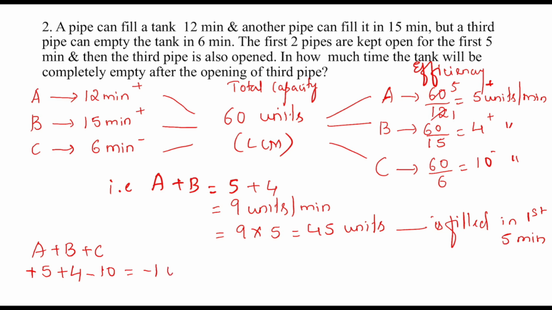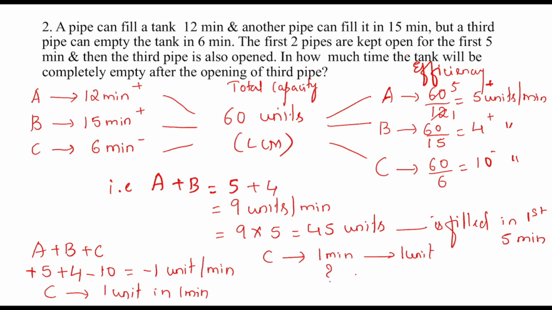So what is the resulting thing happening? That is 1 unit per minute the tank is becoming empty. That is, pipe C will empty 1 unit in 1 minute. If C can empty 1 unit in 1 minute, then in how many minutes is the whole tank emptied, they are saying. So the whole tank is how much? 60 units is the whole tank.